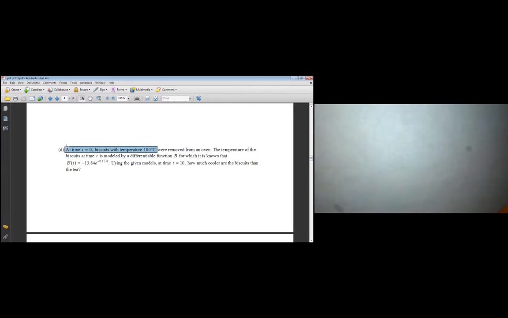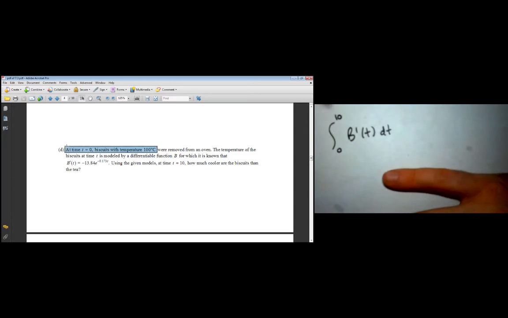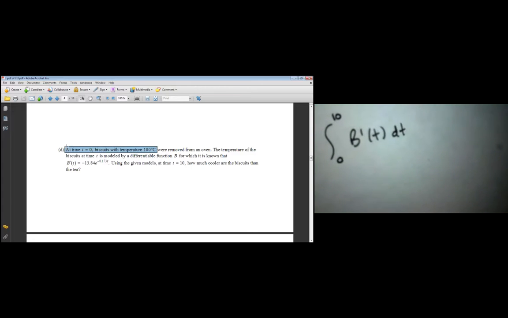Temperature of the biscuits at any time. All right, they want to know the temperature of the biscuits at what time? T equals 10. So does it make sense to say that if we integrate B prime of t from a bound and a bound, one bound I know and one bound I want, what am I going to get when I integrate this? B of 10, like the temperature at 10, minus B of 0. But what is B of 0? 100. Got it.